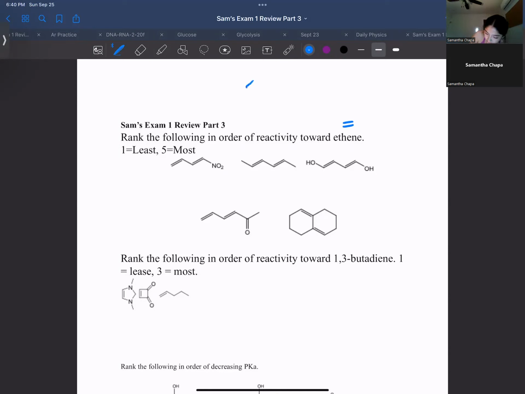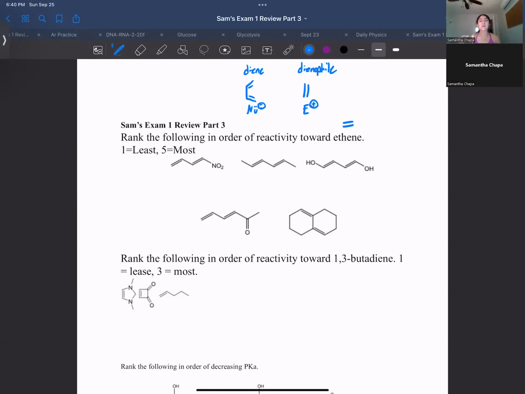So in Diels-Alder, you have a diene and a dienophile that we react with each other. So ethene is one of the most basic dienophiles that you're gonna see in the Diels-Alder. And so what you need to know is that the diene is the nucleophile in this reaction, and the dienophile is the electrophile.